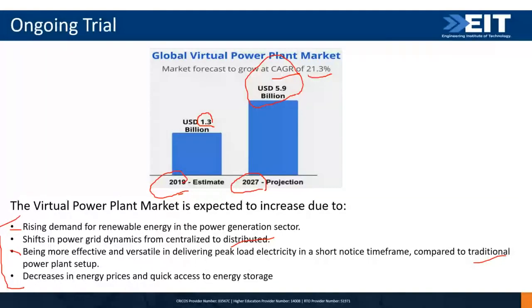And also, VPP makes the electricity market more competitive, and this makes the electricity price low, which is good for the householder, and this makes them motivated to participate in the VPP programs.